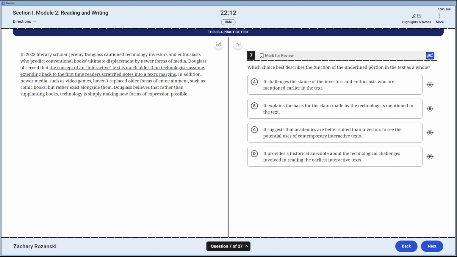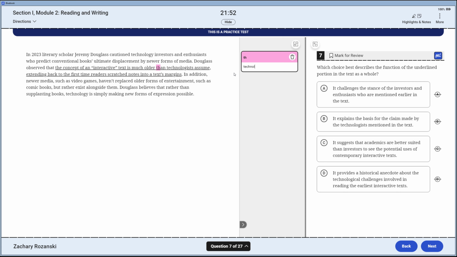I want the function of the underlined portion in the text as a whole. The concept of an interactive text is much older than technologists assume, extending back to the first time readers scratched their notes into a text margin. So the concept of interactive text is much older than technologists assume. Technologists are wrong. This is weird.